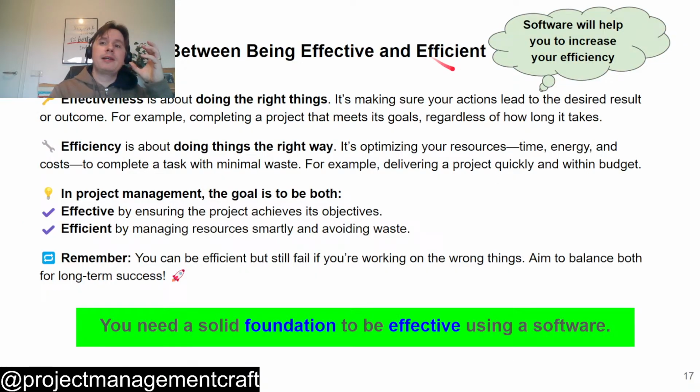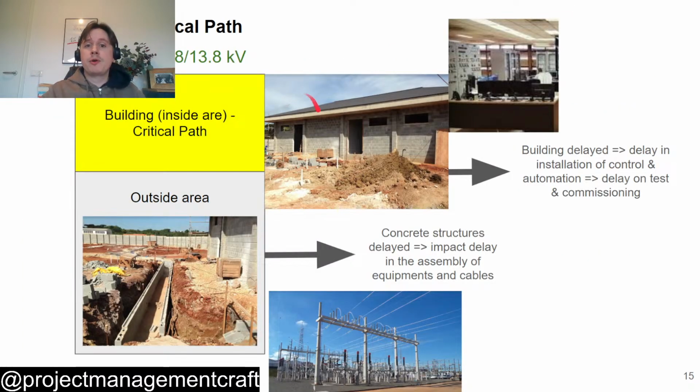Let me bring in another concept: the difference between effective and efficient. Being effective is basically making sure that you're doing the right things. So let's use the example of the site manager here. What would being effective be? Making sure that the house or the building was prioritized during execution, because it was the critical path.